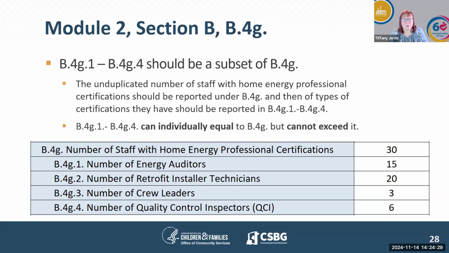Let's look at the example provided here. There are 30 staff members who have at least 1 energy professional certification. Of those 30, 15 have an energy auditor certification. 20 have the retrofit installer technician certification. 3 have the crew leader certification, and 6 have the QCI certification. It is okay for a staff member to be reported under more than one of the children data points if that individual has more than 1 certification. Next slide, please.